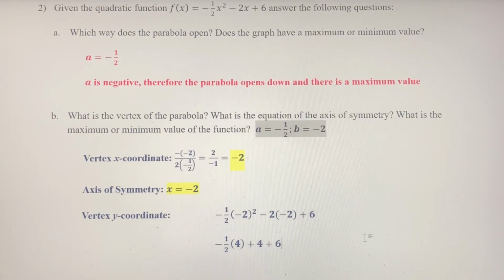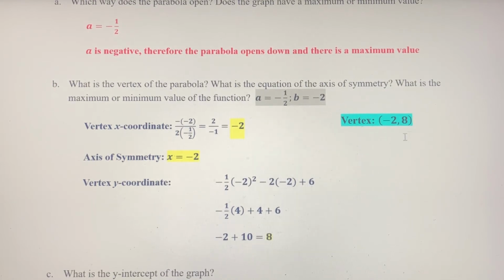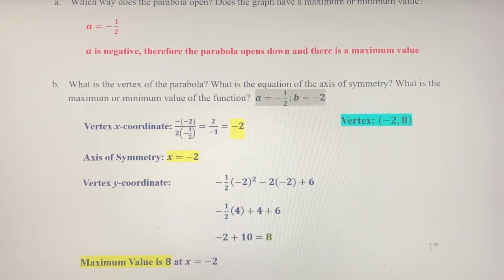Let's keep cleaning up here. I've got to multiply negative 1/2 times 4. That gives me negative 2. 4 plus 6 added to be 10. And when I combine that negative 2 and that 10, I get 8. So the y-coordinate of my vertex is 8. That makes my vertex negative 2, comma 8. Because my vertex y-coordinate is 8, that's where the maximum value occurs. The maximum value is 8, and it occurs when x equals negative 2.